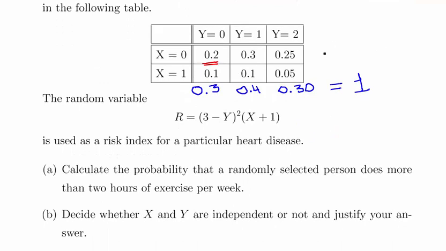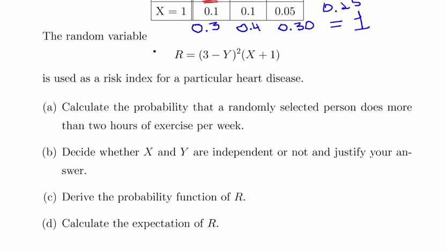Likewise, you would add up the row totals as well, and actually that's something you do as part of the question, and that should be 0.75 and 0.25. Now the random variable r, not related to the programming language, is a risk index. It is calculated as 3 minus y squared times x plus 1. And this is used as a risk index for a particular heart disease. Essentially we're going to park that and go back to it later.